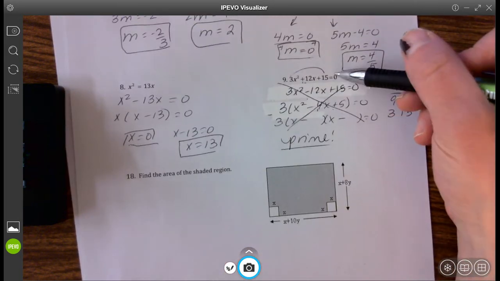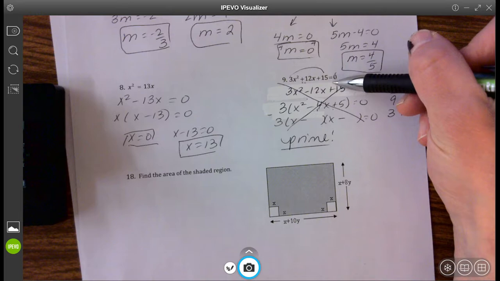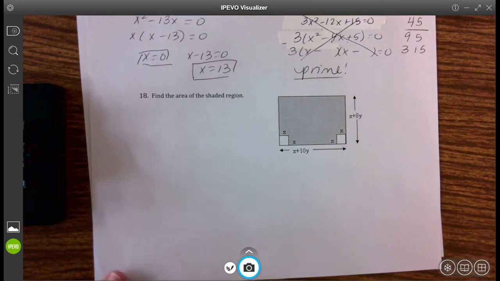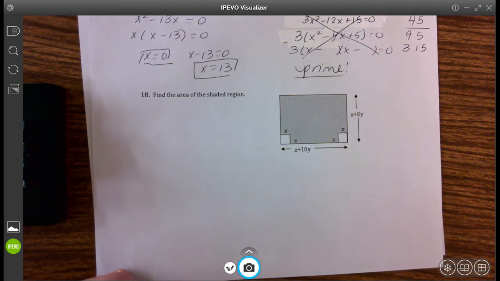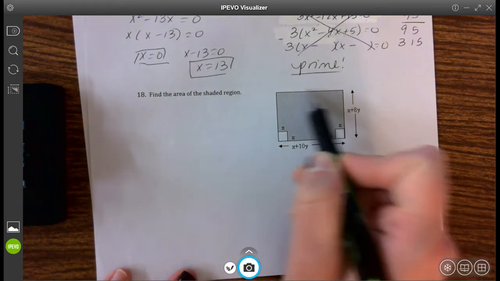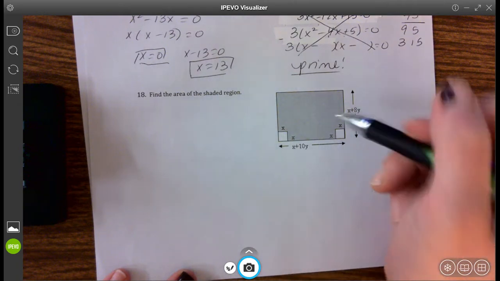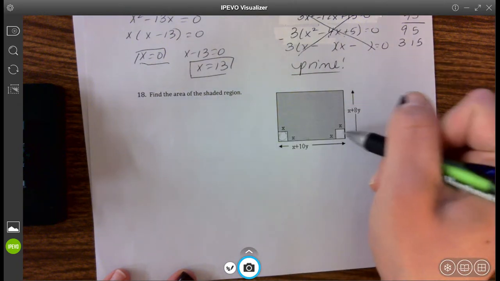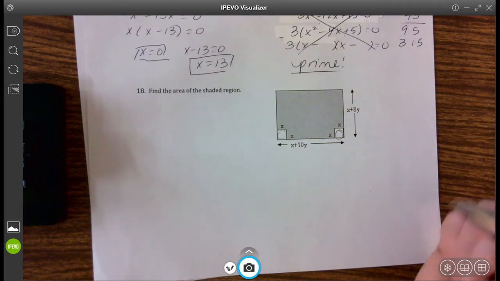Here's the thing. There is a way to solve this, but you're not going to be able to until Algebra 2. So I'm not going to put that on you now. All right. Find the area of the shaded region. Well, the shaded region is just this chunk. We'd have to remove these 2 chunks from the whole thing to find the shaded region.